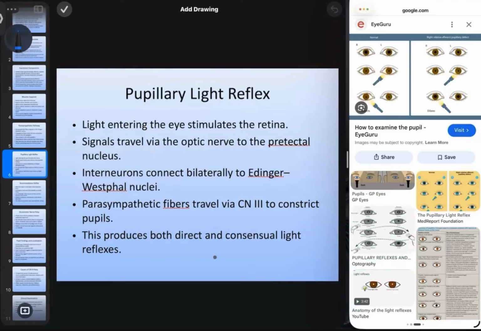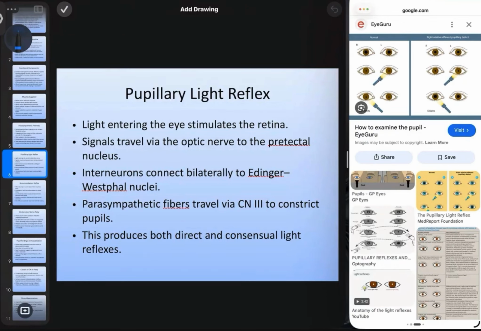So let me tell you guys, there are two ways of shining light into the eye. The first one is when you put light directly into the eye, and the second one is when you put light on the cornea, on the iris, but not directly. It's called consensual. So basically, we put light from the side.